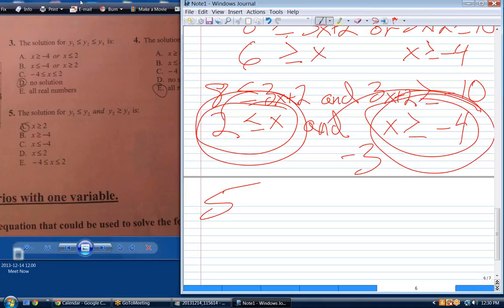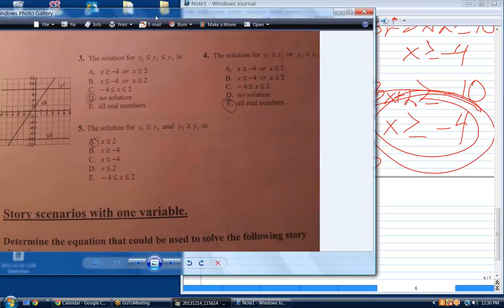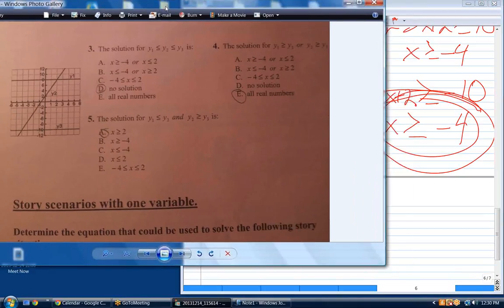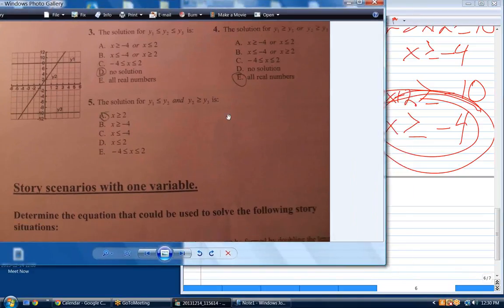Okay. It's pretty cool. They're teaching you the difference between the "and" and the "or", which I don't run into that very frequently.